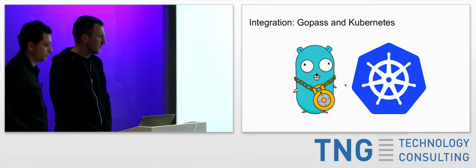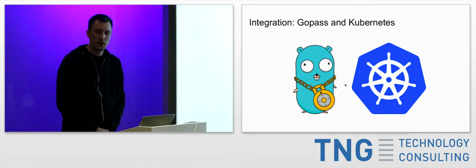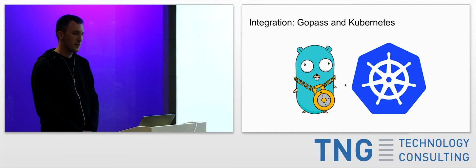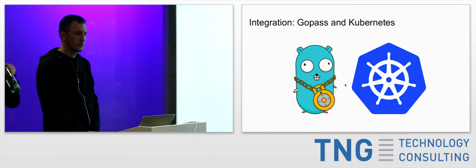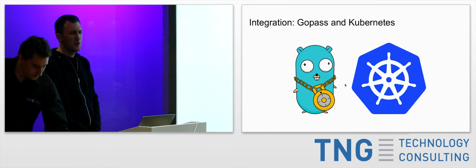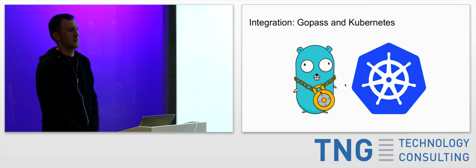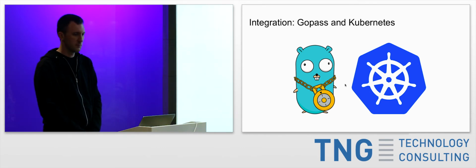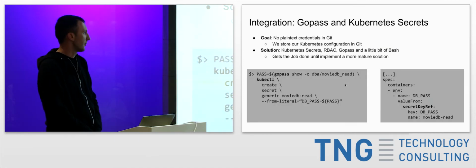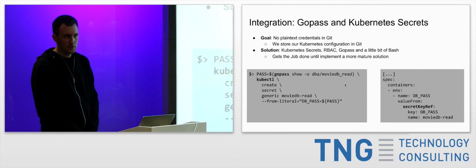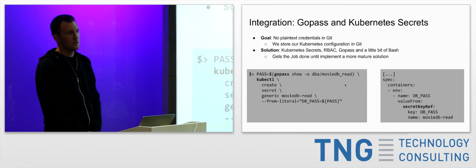Okay, let me show you some integration we're using gopass for, or gopass with. As I said, at JustWatch we're using Go a lot, and also Kubernetes. And we weren't happy with storing our passwords, for example, in Git or in plain files lying around somewhere. So we looked for a way, and luckily Kubernetes got support for so-called role-based access control and secrets. So as soon as those features got available, we started to use them.